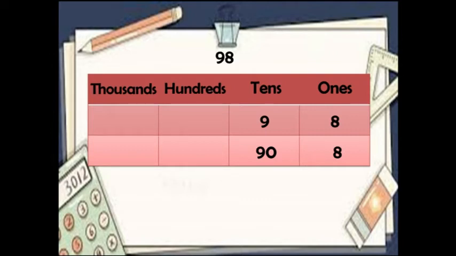So let's write 90 in words. We spell 90 as ninety. And the value of 8 is 8. So we are just going to write 8 in words. So the spelling of 8 is eight. So this is how we write 98 in words.